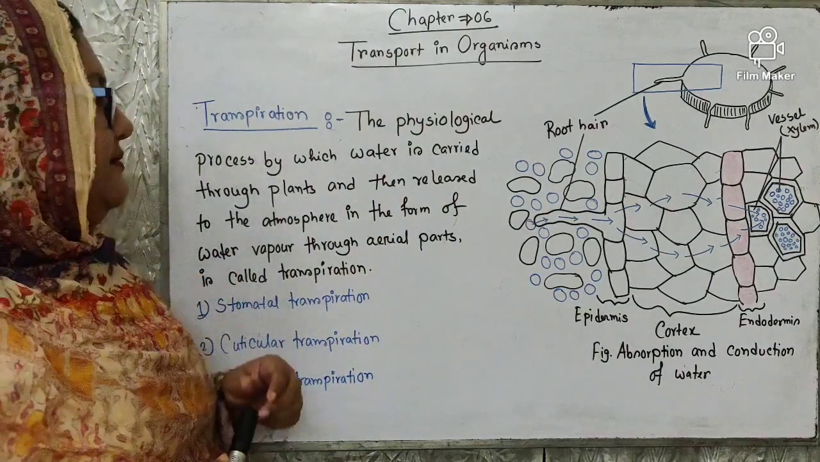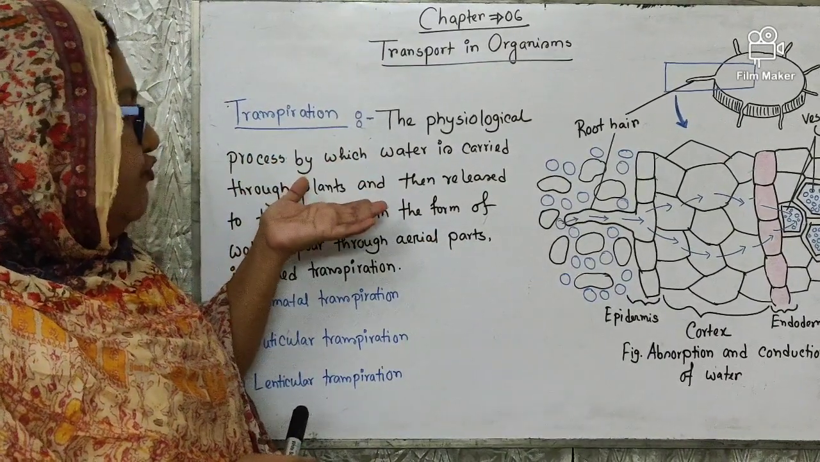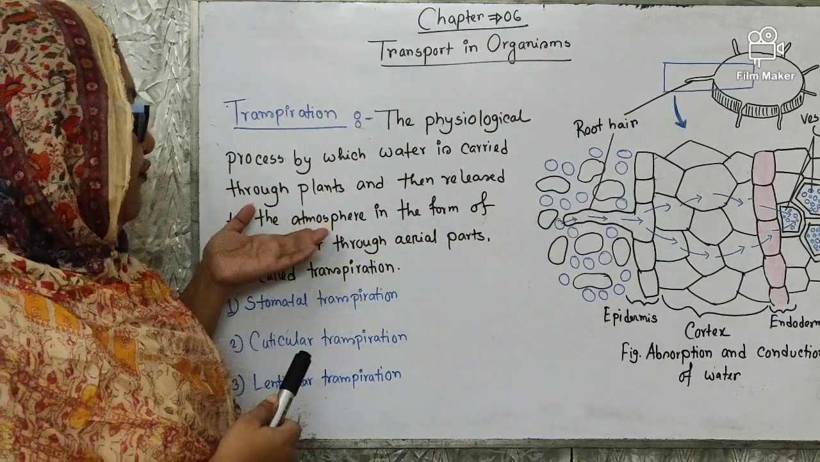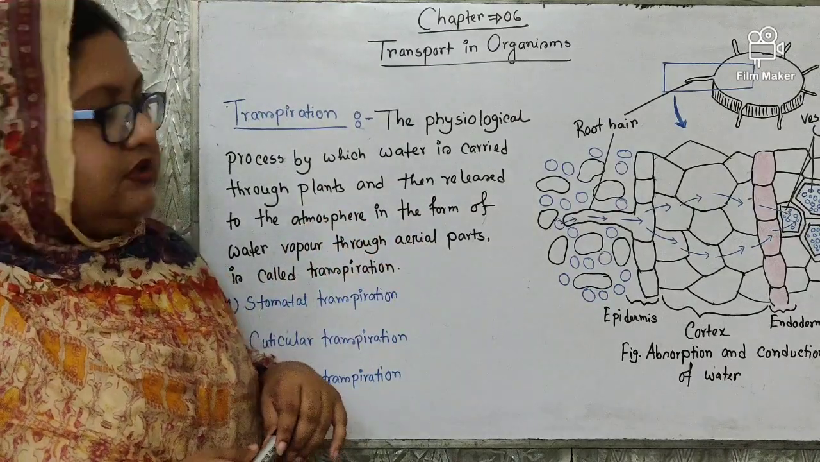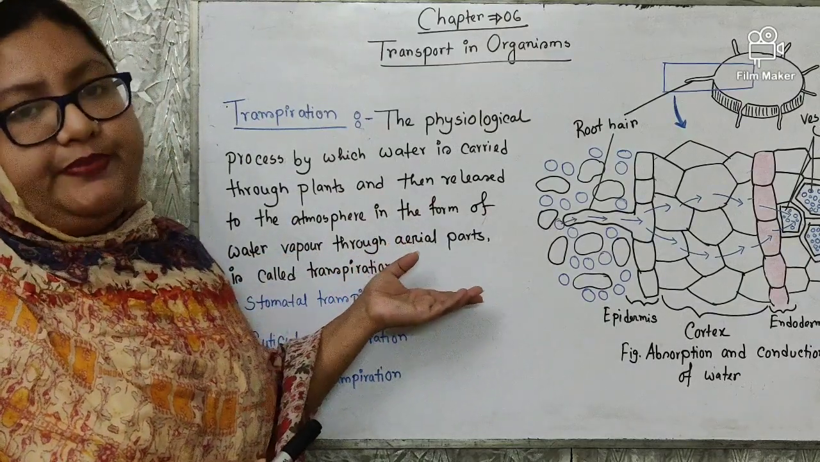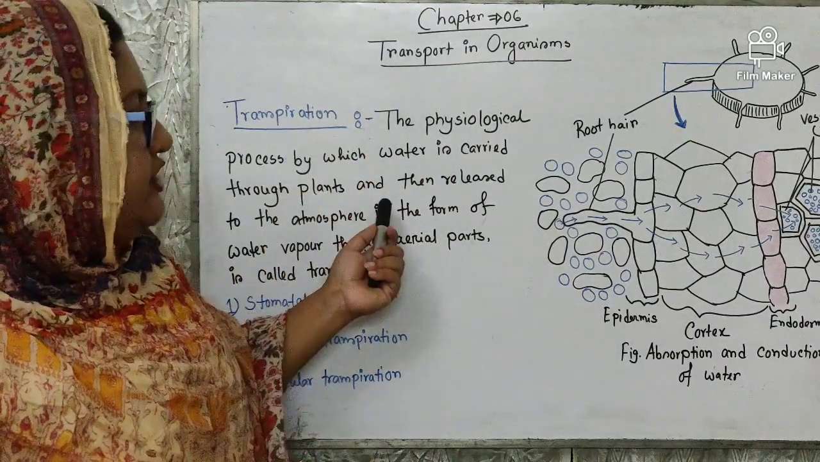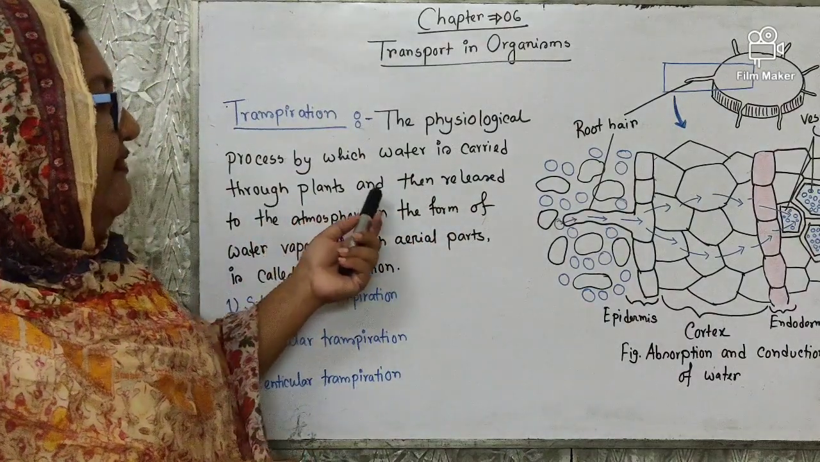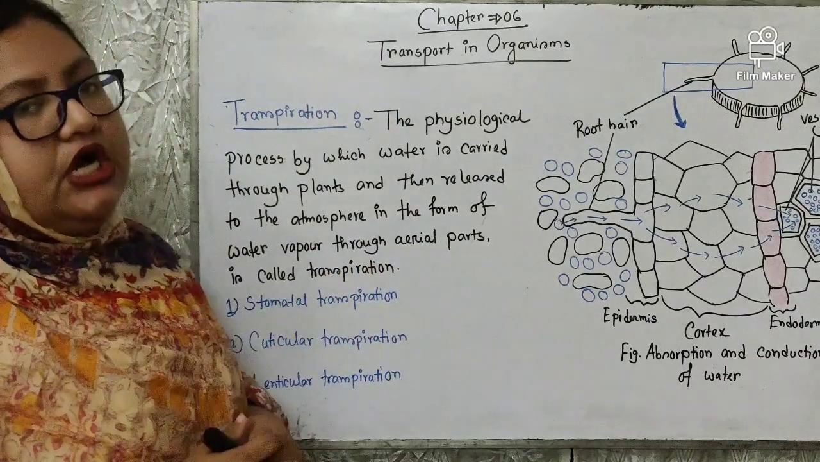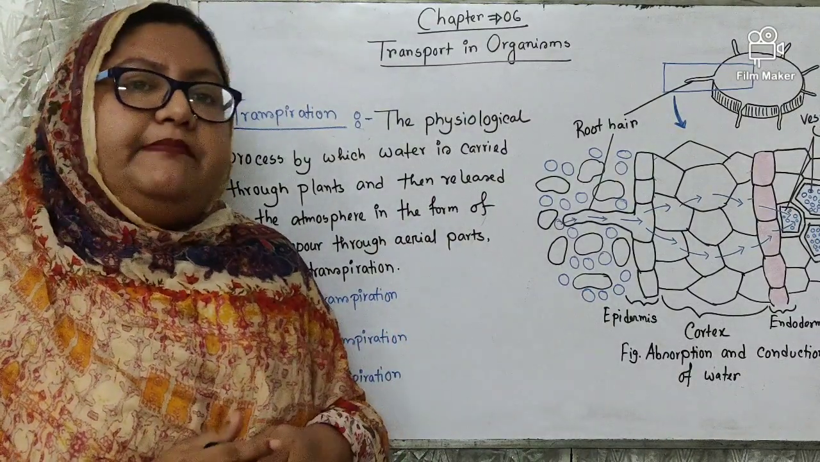Now, what is transpiration? Transpiration is a physiological process through which the plant absorbs water and carries it through the plant, and it is released to the atmosphere in the form of water vapor. This water is released to the atmosphere through the aerial pores. Okay. Now, the definition of transpiration: the physiological process by which water is carried through plants and then released to the atmosphere in the form of water vapor through aerial pores is called transpiration. Actually, through transpiration, excess water is released from the plant body.